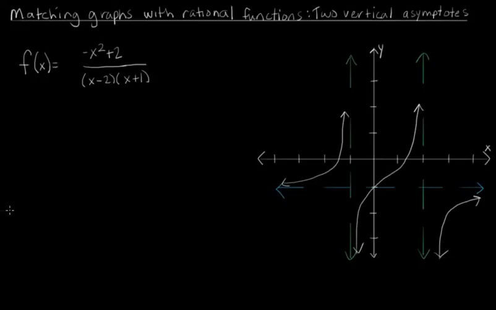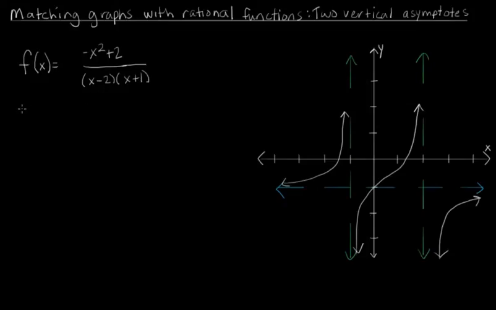In this video, I want to talk about how to match graphs with rational functions when they have two vertical asymptotes. So I'm going to start here with a function and its graph, and we're going to talk about features we're going to identify. And then we're going to move over to Alex and actually do a couple of problems. So to begin, this function is f of x equals negative x squared plus 2 over x minus 2 times x plus 1. And let's go ahead and try to figure out some of the features of this graph.